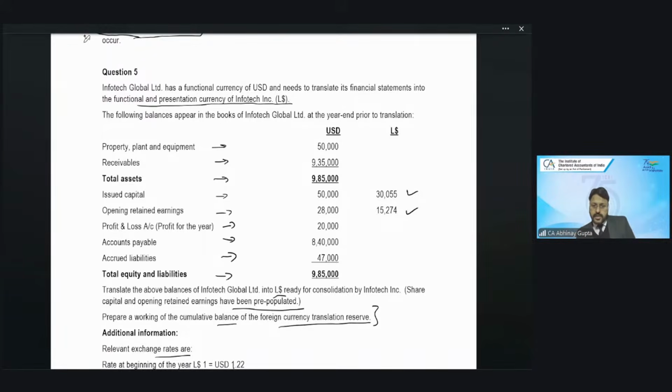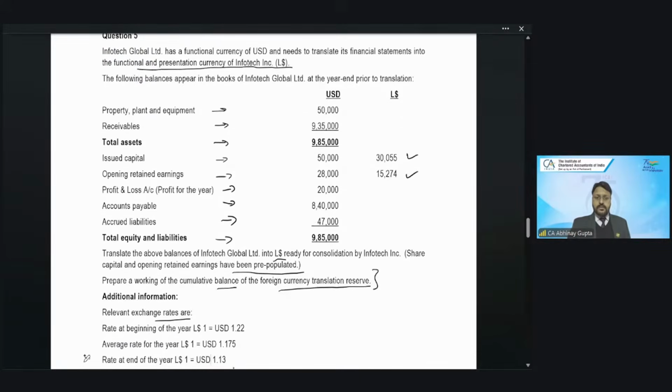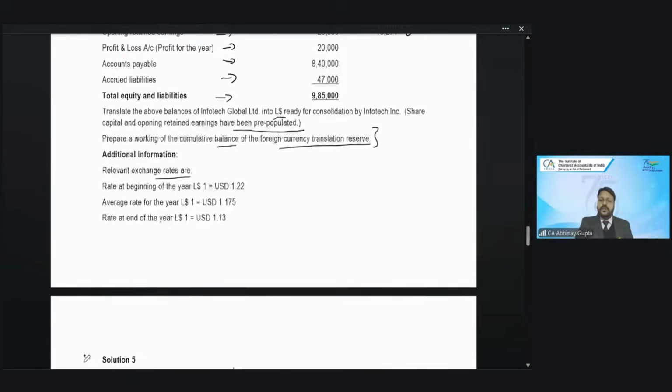Relevant exchange rates are: the rate at the beginning, L dollar one is equal to USD 1.22; the average rate for the year, L dollar one is equal to USD 1.175; and the year-end rate, L dollar one is equal to USD 1.13.